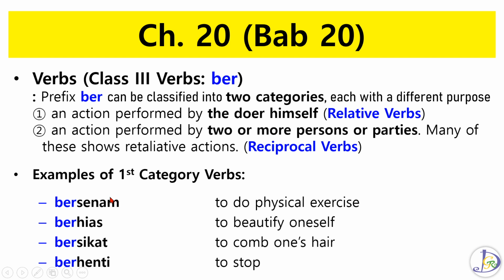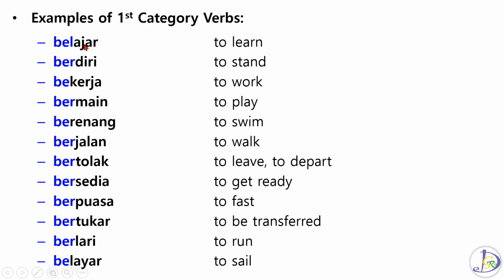Example of first category verbs: bersenam, to do physical exercise; berhias, to beautify oneself; bersikat, to comb one's hair; berhenti, to stop; belajar, to learn or to study; berdiri, to stand; bekerja, to work; bermain, to play; berenang, to swim; berjalan, to walk; bertolak, to leave, to depart; bersedia, to get ready; berpuasa, to fast; bertukar, to be transferred; berlari, to run; belayar, to sail.